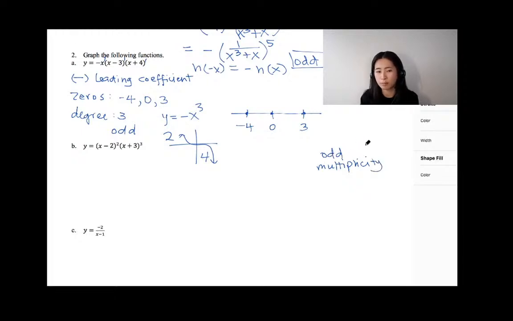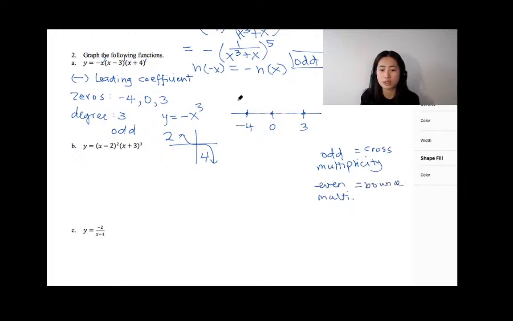And it's multiplicity. So say for example, you're looking at 1, 3, 5, 7, all of your odd numbers, you're going to cross your x-axis. And if it's an even multiplicity, you're going to bounce, right? So you're only touching, you're not crossing. Okay, so let me just abbreviate that. So cross, and then you're going to bounce.